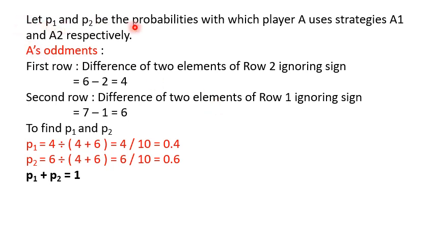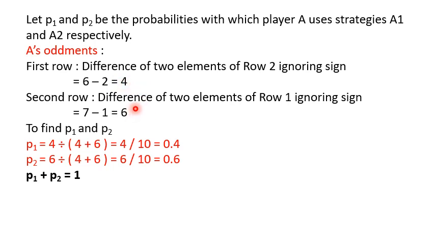Let P1 and P2 be the probabilities with which player A uses strategies A1 and A2 respectively. A's augments for the first row will be the difference of the two elements of row 2, ignoring the sign. That is, if the difference comes as a negative number, suppose you have done 2 minus 6, you will get minus 4. What it says is ignore that negative sign. That's why it's always better to take the higher element first and the lower element next. So if you take higher element minus lower element, you will get a positive value only. Correct? 6 minus 2 is 4.